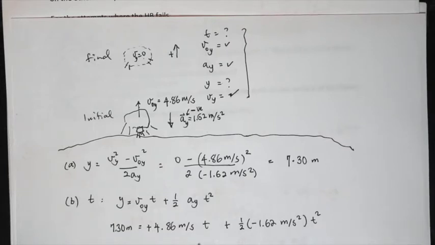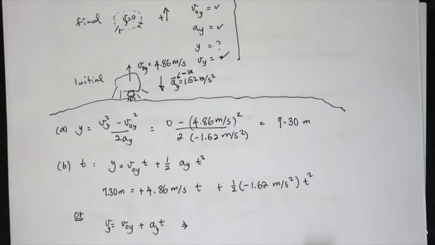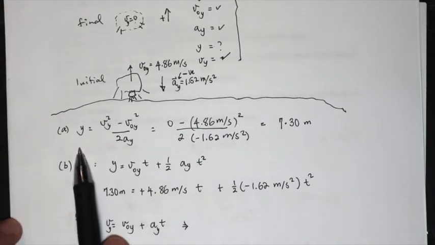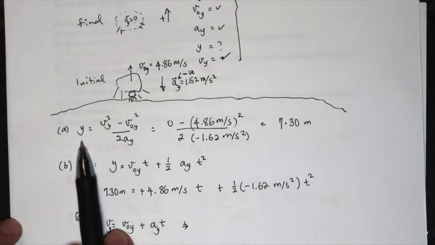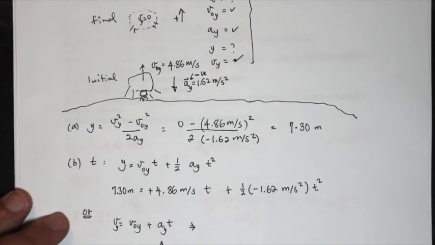I imagine one of them is going to be negative and one is going to be positive, and we're going to end up taking the positive value. Or I could use this equation that doesn't have y, which is the thing that we got in part A. So it uses the things that we were given in the problem, which I like better.